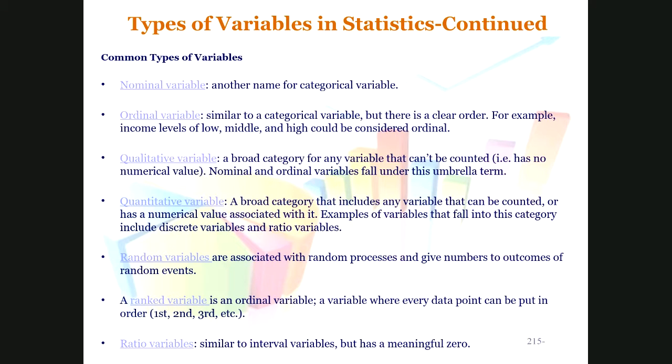Nominal variable, another name for categorical. Ordinal, similar to categorical, but there's a clear order. We looked at that. A qualitative variable is a broad category for any variable that can't be counted. For example, has no numerical value. Nominal and ordinal variables fall under this umbrella term.